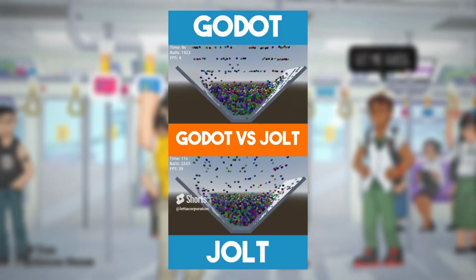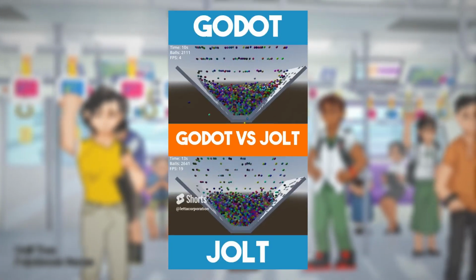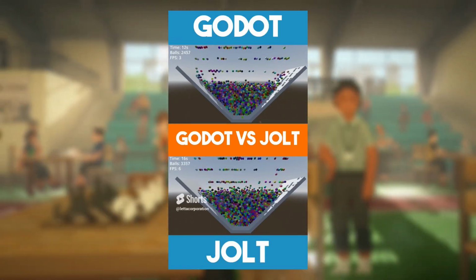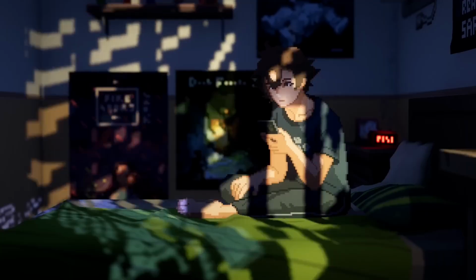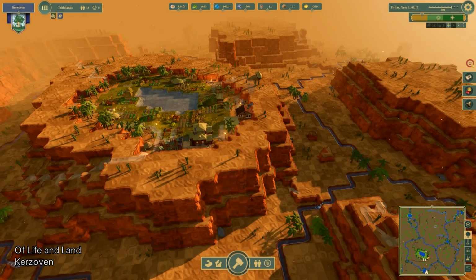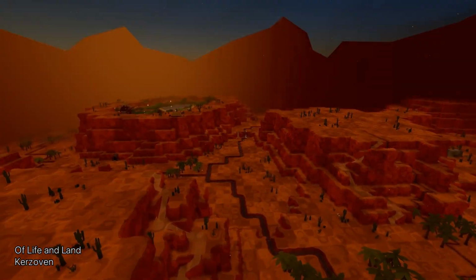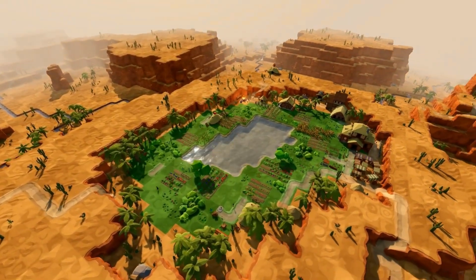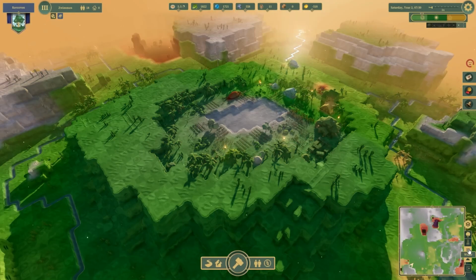We all know the huge difference that Jolt makes, both in performance and behavior, compared to the default Godot physics. I have compiled all the relevant information about Godot using Jolt as the default physics engine, and I will present all that information in this exact video.